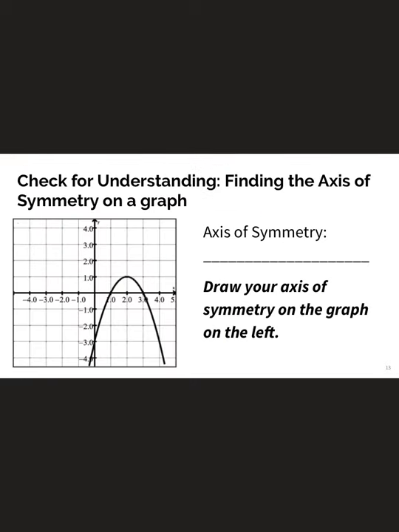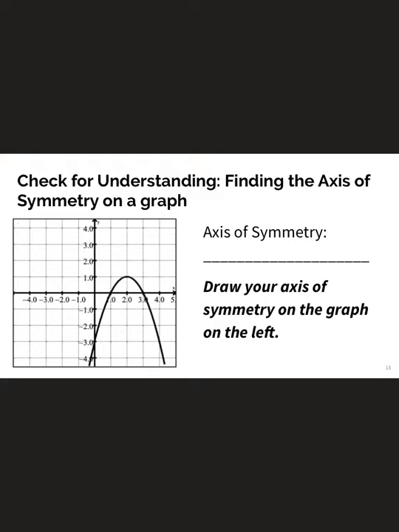Let's do a check for understanding. You're still working with the same graph from example 2. You want to, once again, find your vertex, draw a line straight through that vertex, and then write your axis of symmetry equation using x equals the x-coordinate for your vertex. So take a minute, try this on your own. All right, try it on your own. Ready to check your answer?